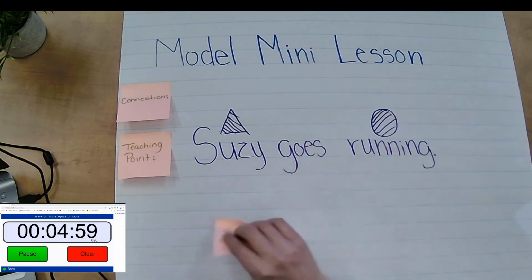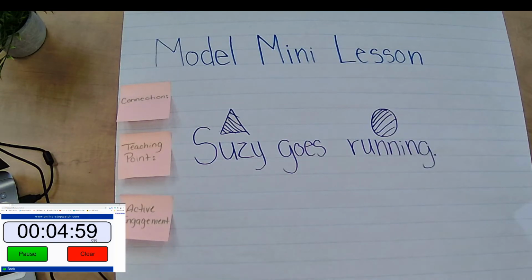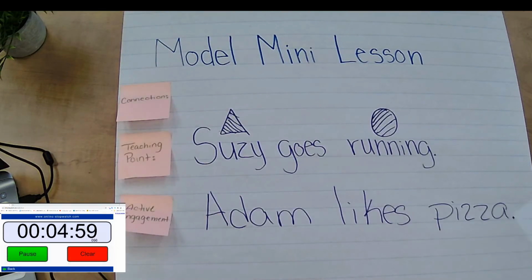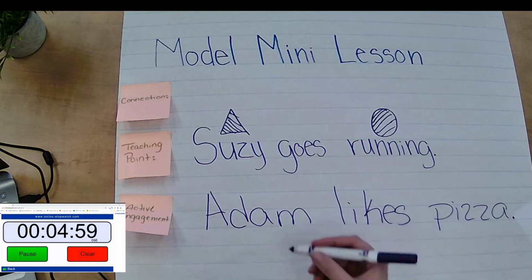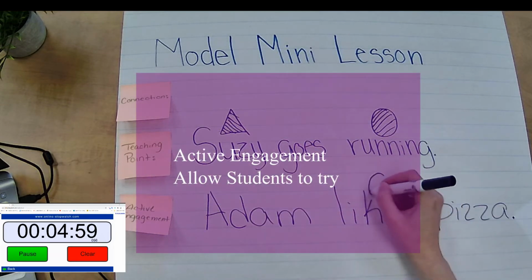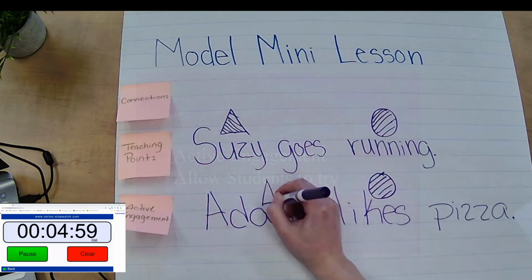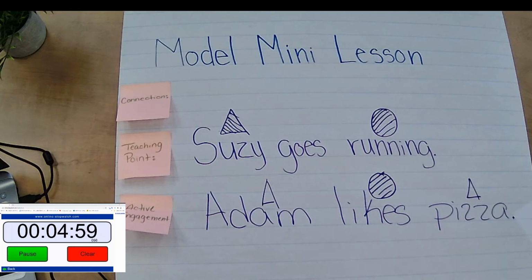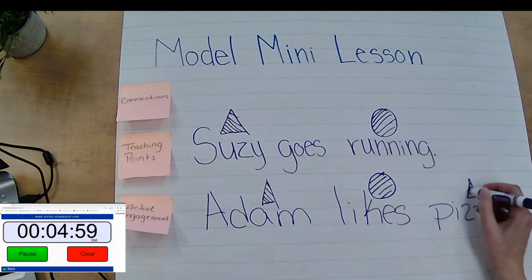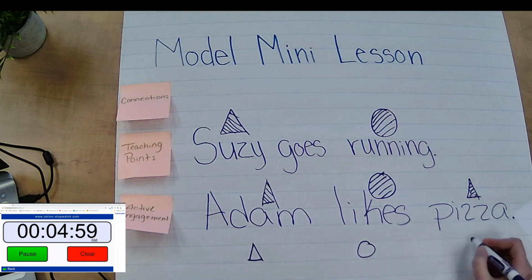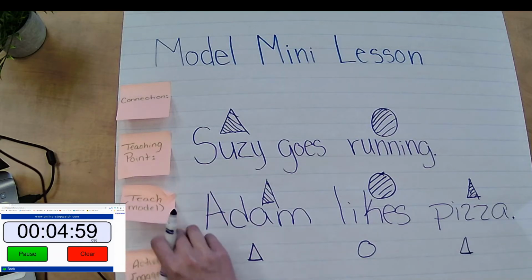Okay? So let's try another one, another sample. If I have Adam likes pizza, let's try and see if we can label this. It's a little bit different. So we're going to look, what is the thing that we can do? We can like. That's our motion word. And here are our nouns. We'll put a triangle over those. Adam likes pizza. What if I changed it up a little bit? Could we fill in the blanks here?